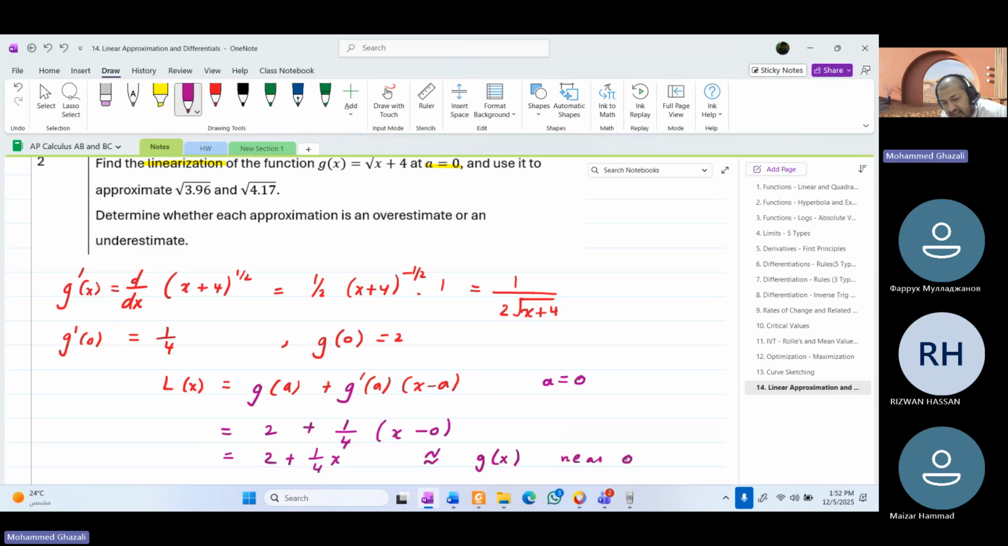Near 0. It has to be near 0 because we're substituting a value at 0. Are we good, guys? Make sense?